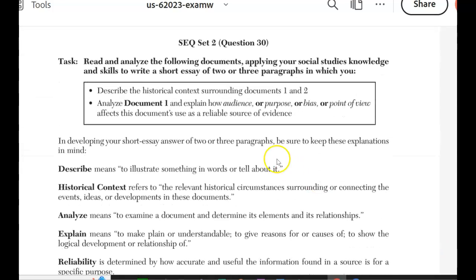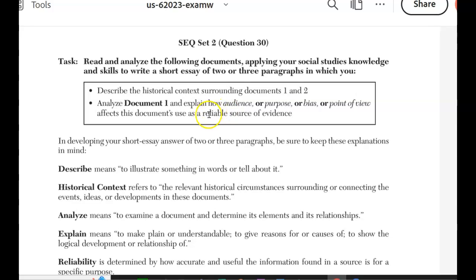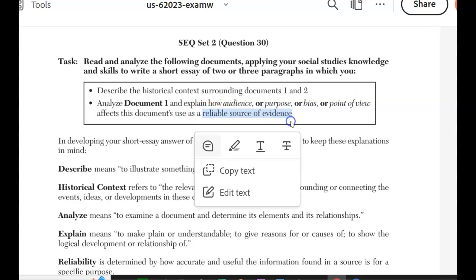Set 2. You'll again be given two documents. Paragraph 1, you're going to describe the historical context once again. Paragraph 2 is now different. You will analyze one of the documents and explain how reliable it is as a source of evidence.